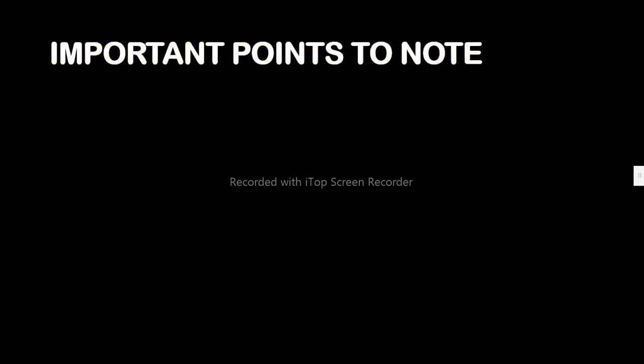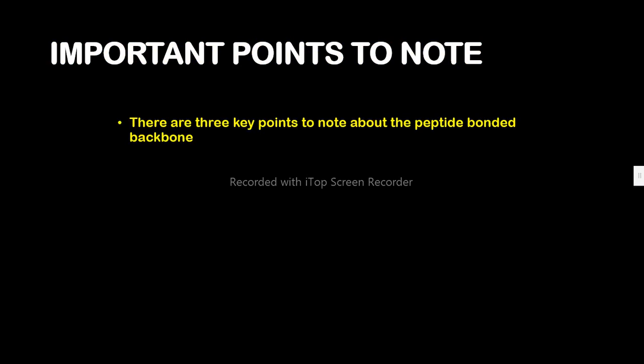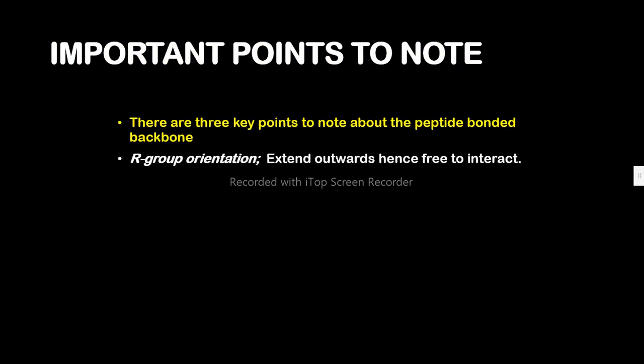And so there are some important points to know. There are three of them. Number one, the R group orientation determines which protein is going to be formed and how complex that protein is. We are going to see what this point means in our proceeding videos, in our proceeding lessons.